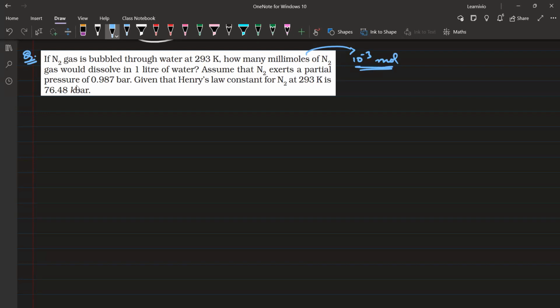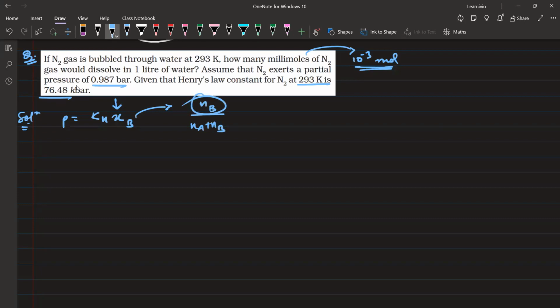Assume that N2 exerts a partial pressure of this many bar. Given Henry's law constant for N2 at 293 Kelvin is this much. So they are basically asking about how many millimoles of N2. That means they are asking you about P equal to kH into chi b, and they want you to find out the chi b. From chi b, you know that chi b is equal to number of moles of the solute divided by number of moles of solvent plus number of moles of solute, right? So you need to calculate this number of moles.